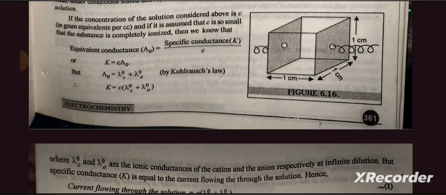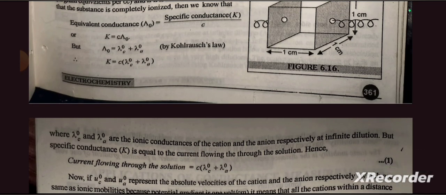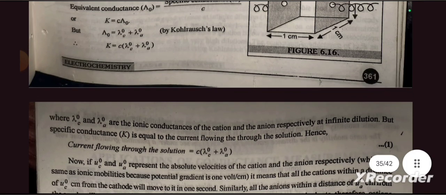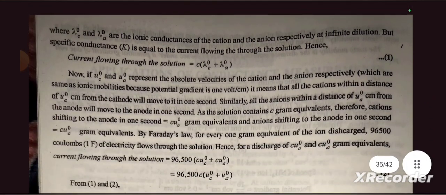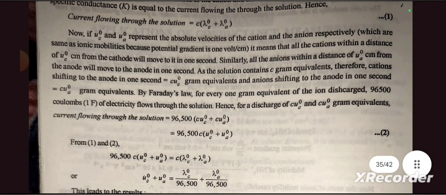we know that equivalent conductance lambda naught is equal to specific conductance K divided by C. K is equal to C lambda naught, but lambda naught is equal to lambda naught C plus lambda naught A by Kirchhoff's law, where lambda naught C and lambda naught A are the ionic conductances of the cation and anion respectively at infinite dilution. But specific conductance K is equal to the current flowing through the solution. Hence, the current flowing through the solution is equal to C (lambda naught C plus lambda naught A).